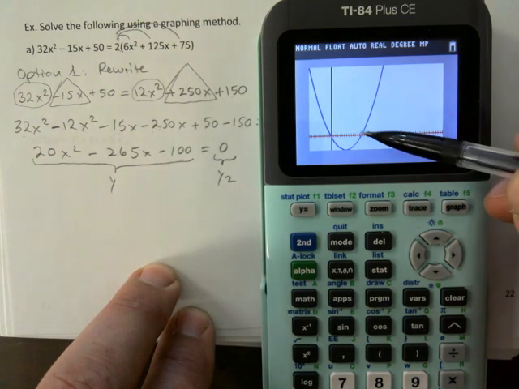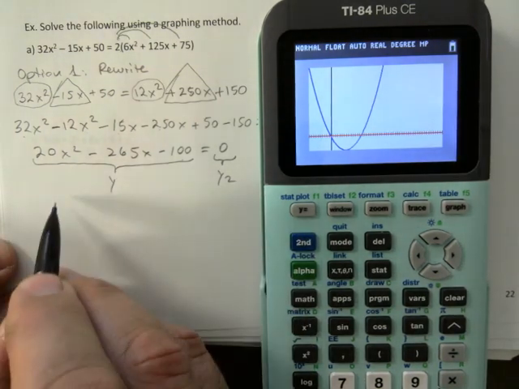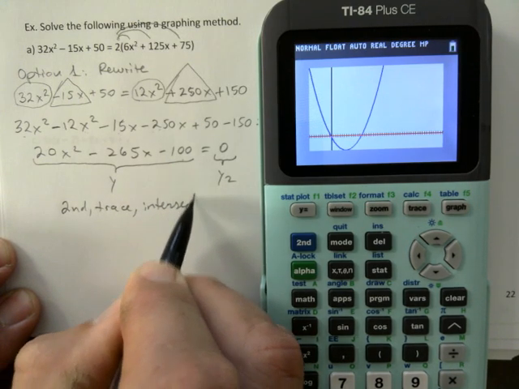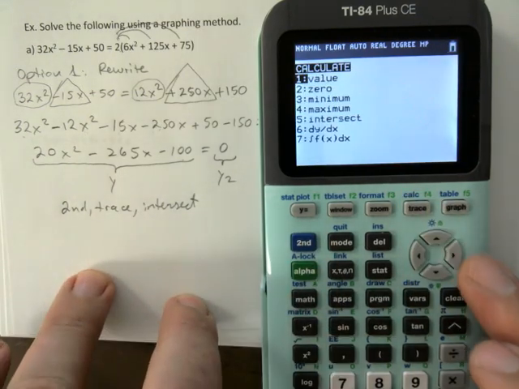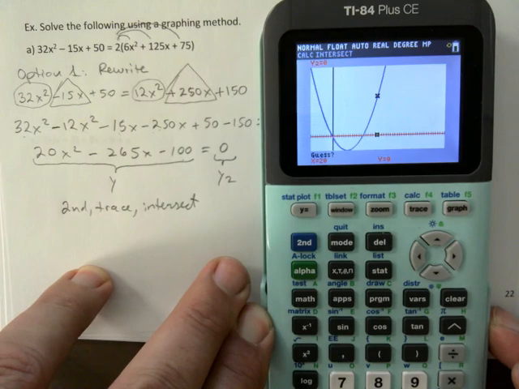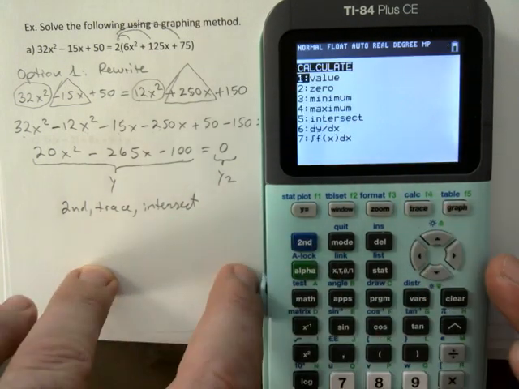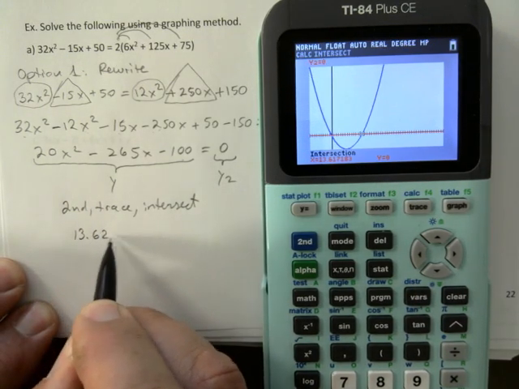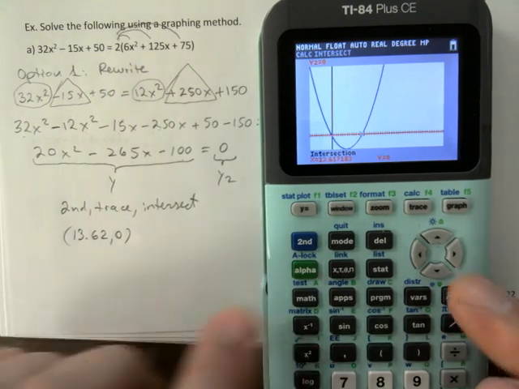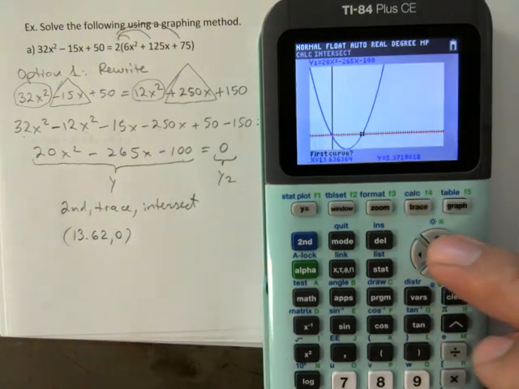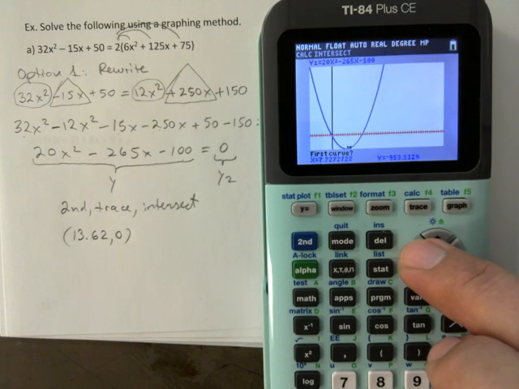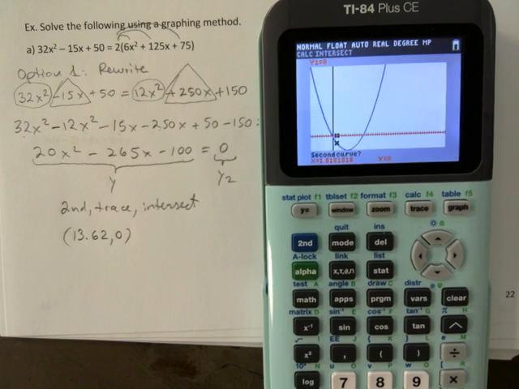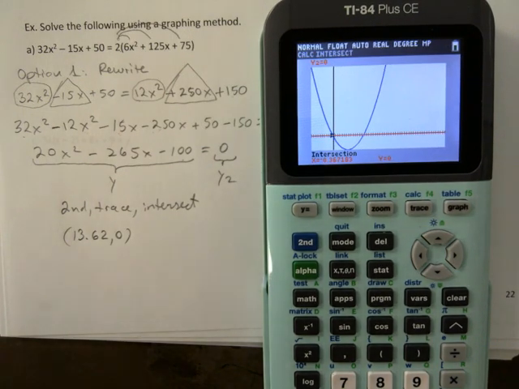We need to find the x-intercepts, right? So I'm going to tell you here: second, trace, intersect, and let's go to town. Second, trace, intersect. Let's find that one. So enter, enter, enter. Oops, one too many enters there. So that's 13.62, 0. Then I repeat the process. Second, trace 5. Now I'm going to go over to the other one. You have to get to the one that's closer. That's the one your calculator is going to find. Now I'm closer to the other one. So enter, enter, enter. And I get negative 0.37.